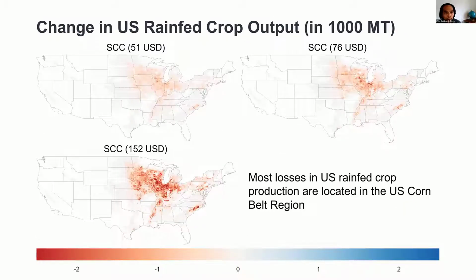Again, here's the distribution of how the US rain-fed crop output would change across different carbon pricing scenarios. As you can quickly see here, higher carbon prices will mean larger reduction in rain-fed crop output. And most of the losses would be located in regions where corn and soybeans are being produced, mostly in the Corn Belt region. That's the region where you have a lot of corn and soybeans being produced under rain-fed production systems.